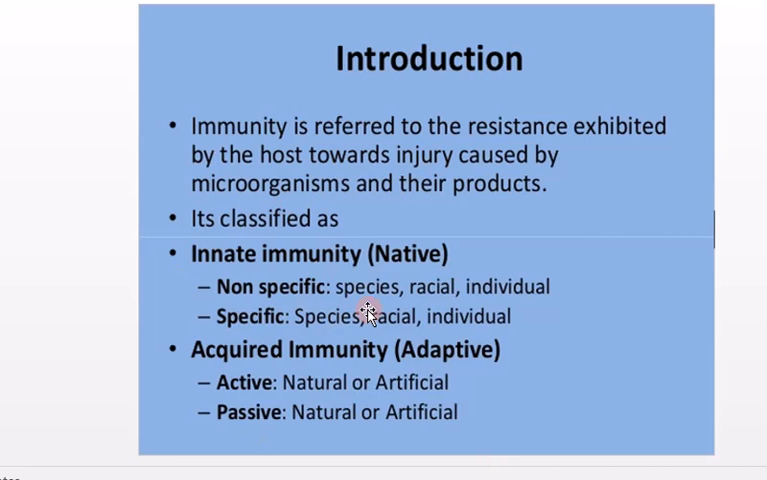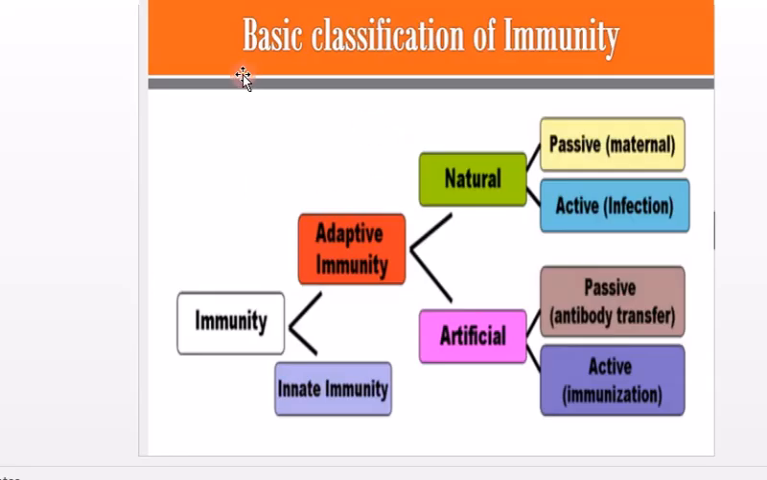This has already been discussed, with some details in the first slide as well. Now, the basic classification of immunity: our body has an immunity as a whole. So there are two types, as I said: innate or inborn immunity, and adaptive immunity. Adaptive is natural or artificial.